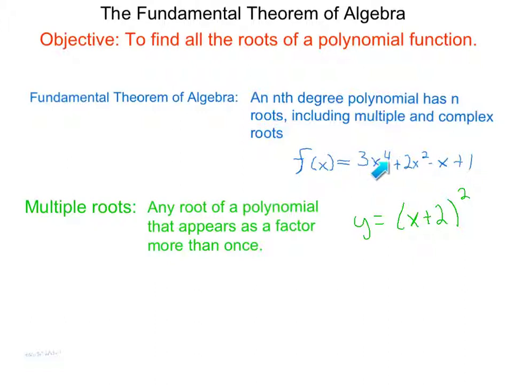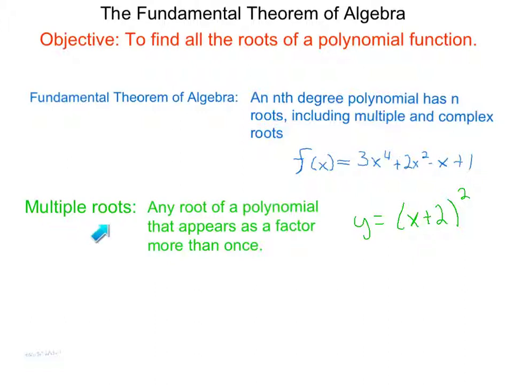Well, we have a fourth degree polynomial here. So basically that tells us that we will have 4 roots when all is said and done. Now, it also says it includes multiple and complex roots. We learned what complex roots were yesterday, but multiple roots? Well, what does the word say?